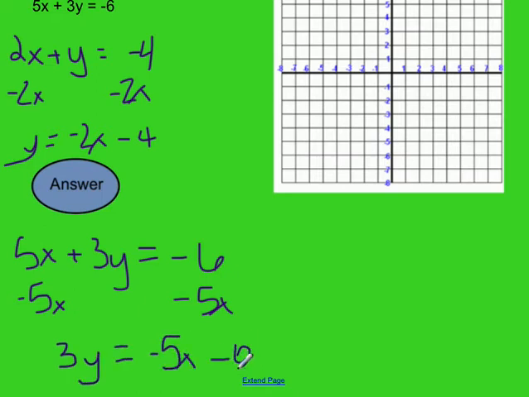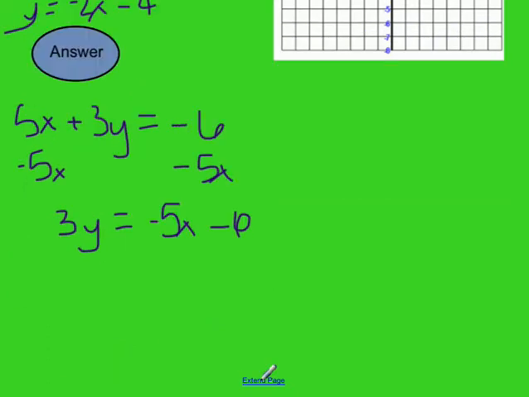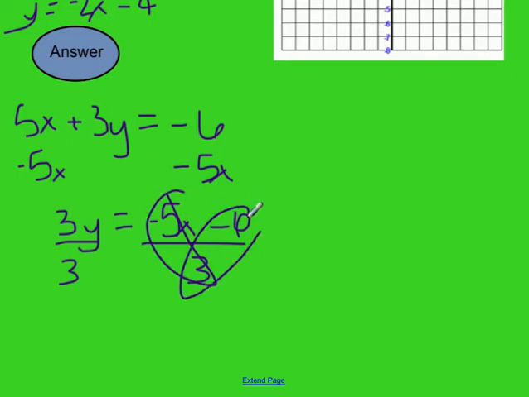So then, once I've done that, I need to solve for y. Well, that 3 is being multiplied by the y, so I'm going to divide both sides by 3. And I need to make sure I divide both of those parts by 3. So negative 5/3, I'm going to leave as a fraction for my slope because that can't be simplified. Negative 6 divided by 3 is negative 2. So that's the other line I'm graphing.